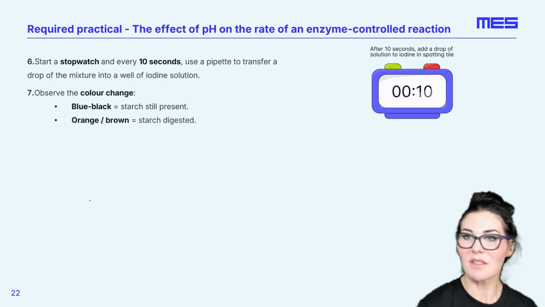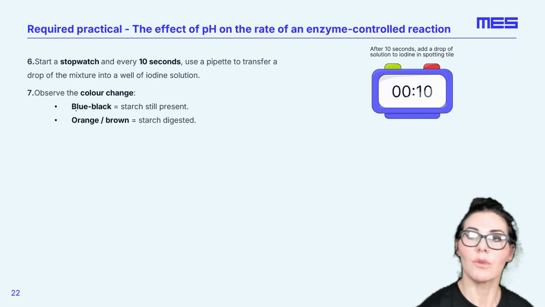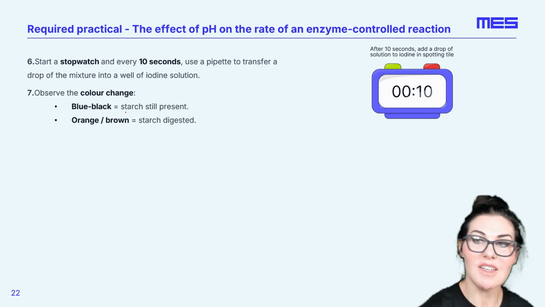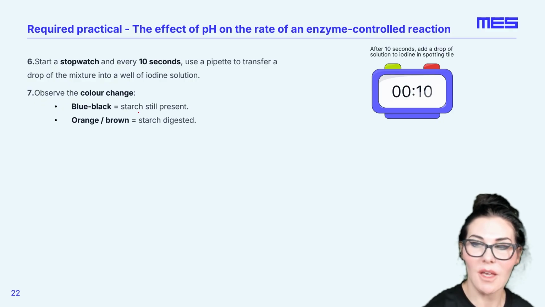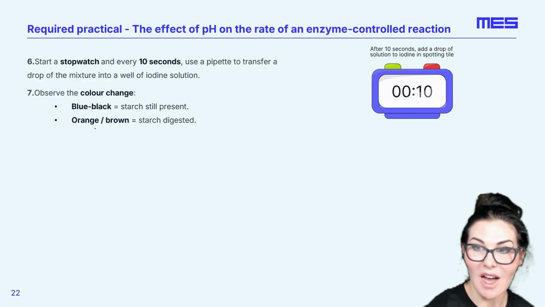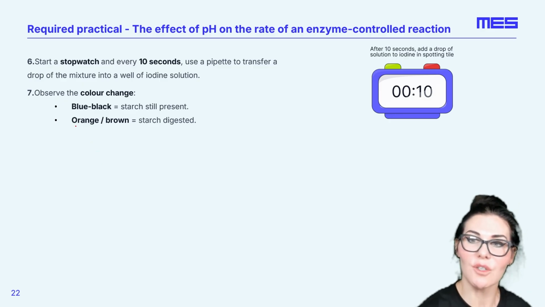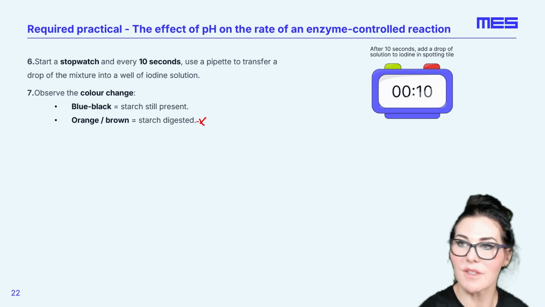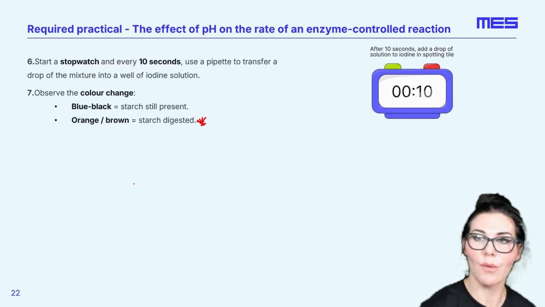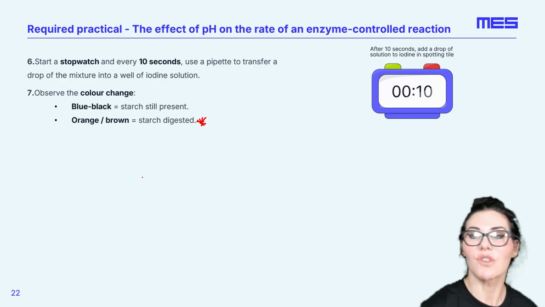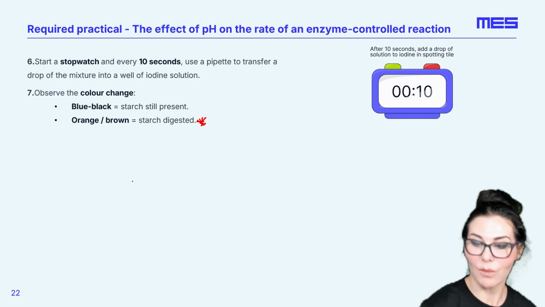Now, the iodine solution will go blue-black if the starch is still intact and the enzyme hasn't yet acted upon it. If the iodine solution goes orange-brown, then the reaction has happened. So that's the observable colour change we're going to use to determine when the reaction has taken place. So the reaction will have taken place if we see orange-brown, if the starch is no longer present to react with the iodine.